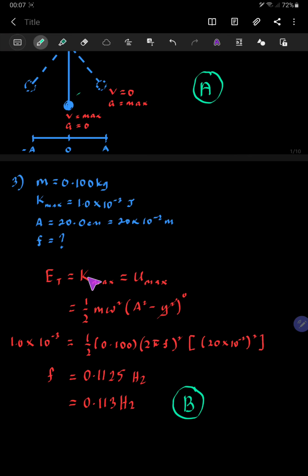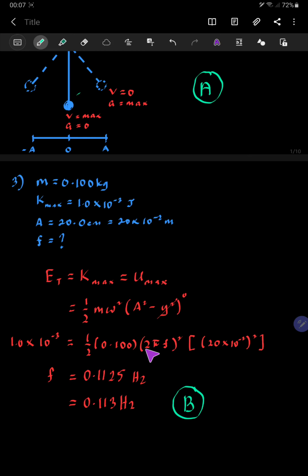So in this case, maximum kinetic energy is half m omega squared (a squared minus y squared). So as we know, K max is at the equilibrium. So at equilibrium, y equals 0, isn't it? So y equals 0, giving you half m omega squared a squared. So as we know, omega equals 2 pi f.